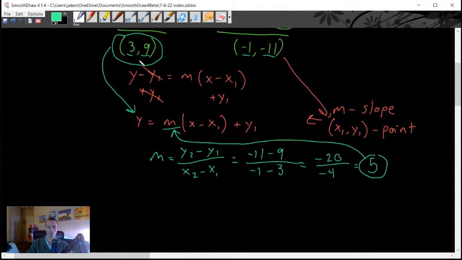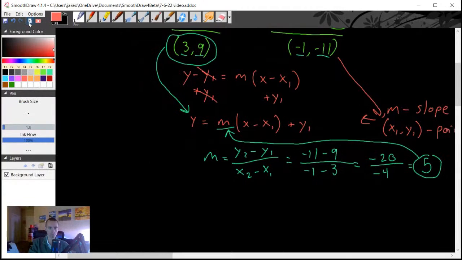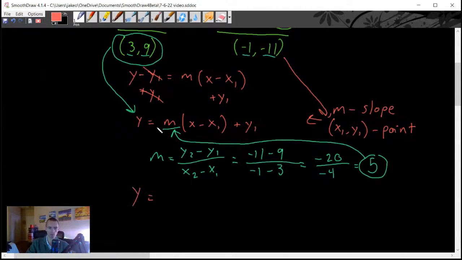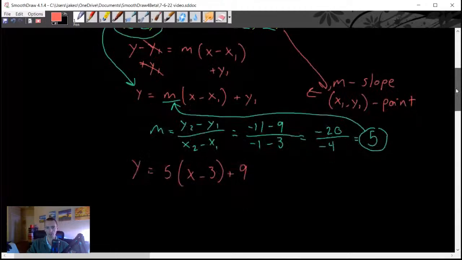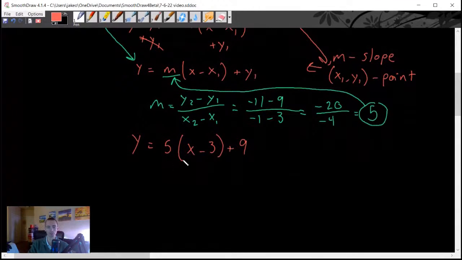So plugging those in is going to give us y equals m, which is 5, times x minus x1, which is 3, plus y1, which is 9. So now what we have is a linear function, which is in the point slope form. We basically took the slope of the line that we're trying to create, took a point that lies on the line, and plugged all that information into the point slope formula for the equation of a linear function.